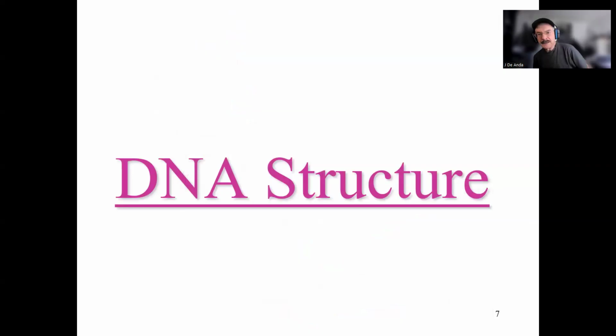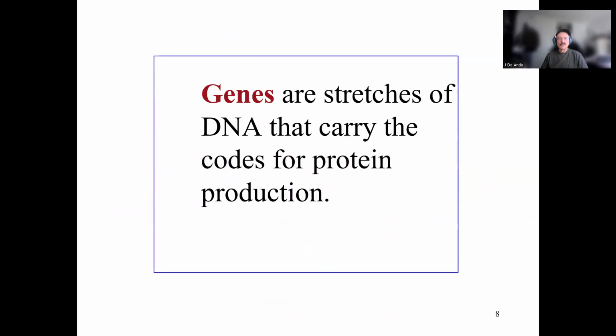And let's talk now about DNA structure in particular. As we will review constantly, remember that the major function nucleic acids have is in the storage and transmission of genetic information. And the storage occurs in these molecules of DNA. So we're going to say that in the DNA structure, there are stretches that carry codes for protein production. That is what we're going to call genes.